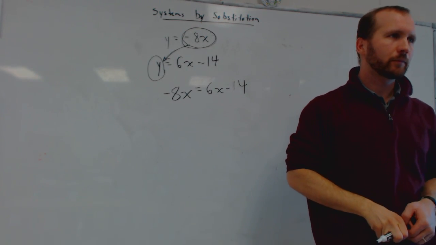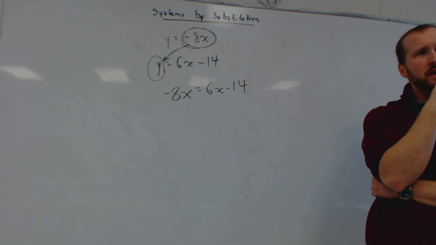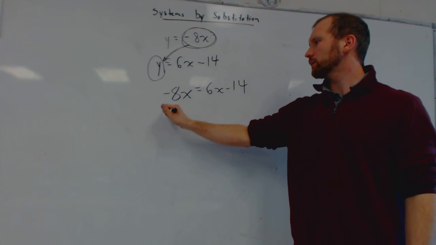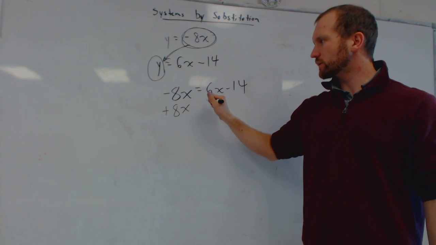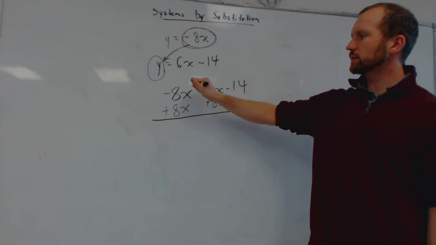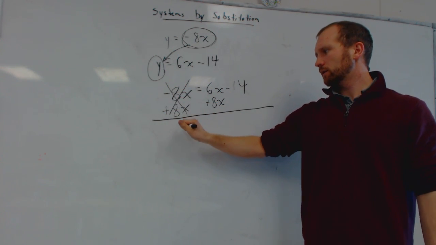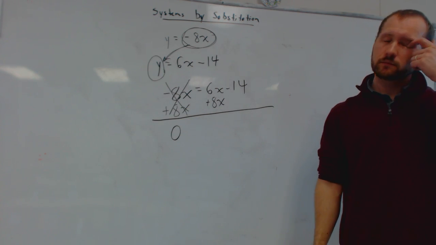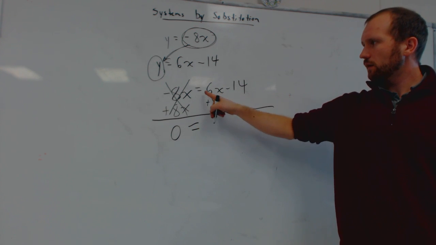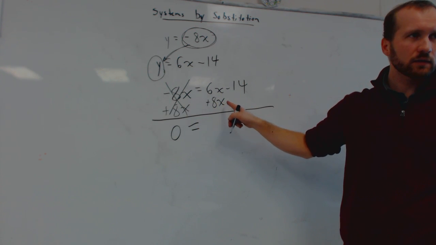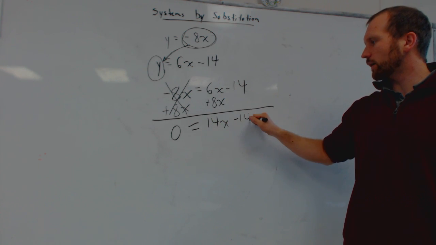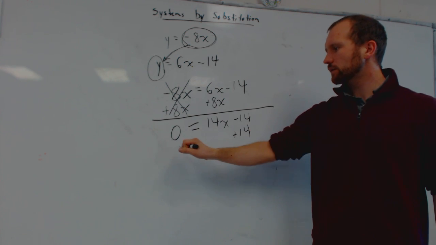All right? What might you do to solve this? What would be your next step? Add the 8x to both sides. And what do we get when we add 8x here? Right here we get 0, right? What's 6x plus 8x? 14x. Minus 14. Okay, so now we add 14 to both sides.